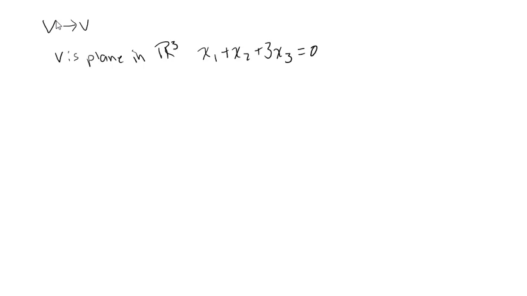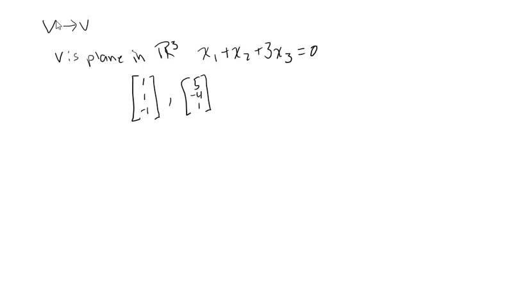Okay, so in this project we have a transformation from V to V, where V is the plane x1 plus x2 plus 3x3 equals 0 in R3. And we are given a particular basis: (1, 1, negative 1) and (5, negative 4, 1).